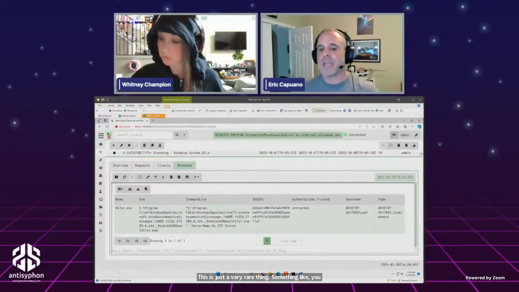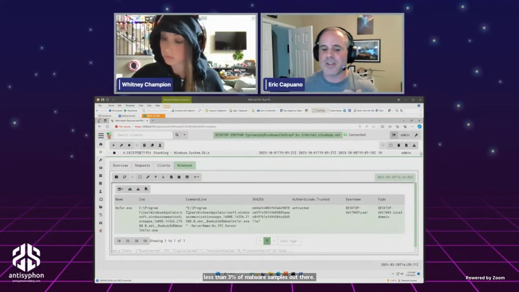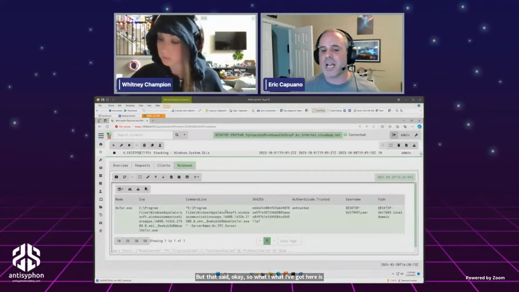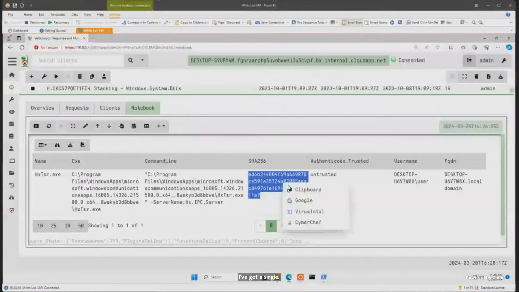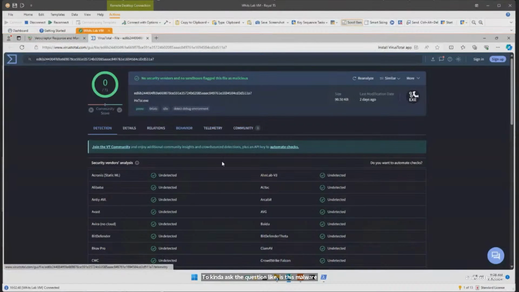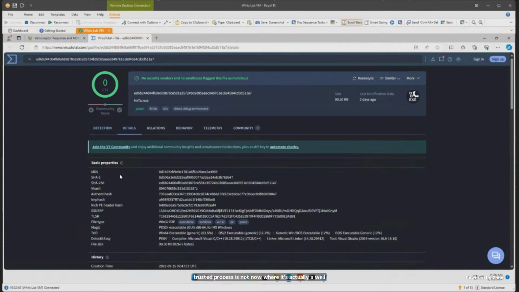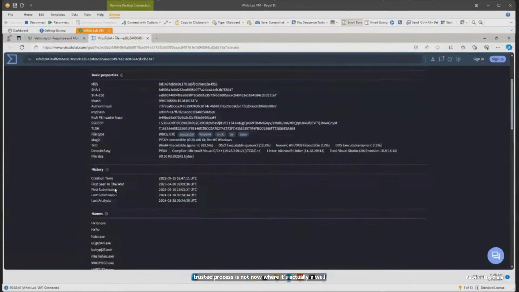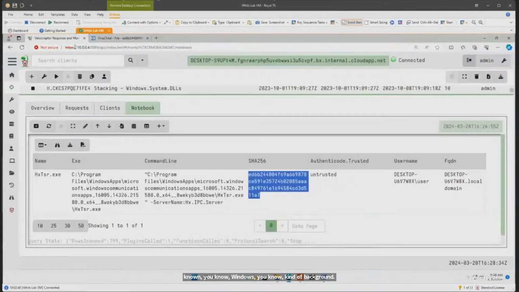But that said, okay, what I've got here is a single unsigned process, and we could do a little OSINT on that. I could throw that hash against VirusTotal to ask the question, is this malware? And what I'd find is no, it's actually not. This one untrusted process is not malware. It's actually a well-known Windows background binary. It just so happens to be the only one that's unsigned.